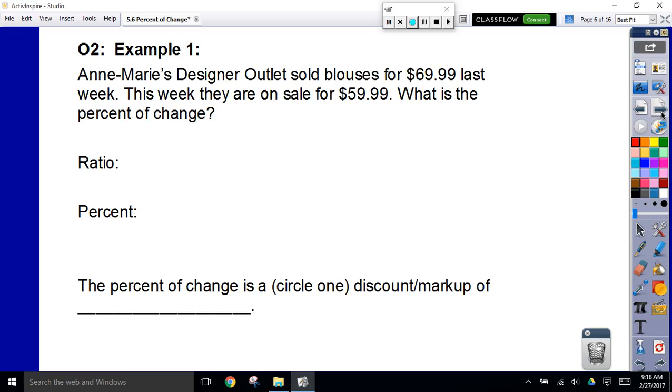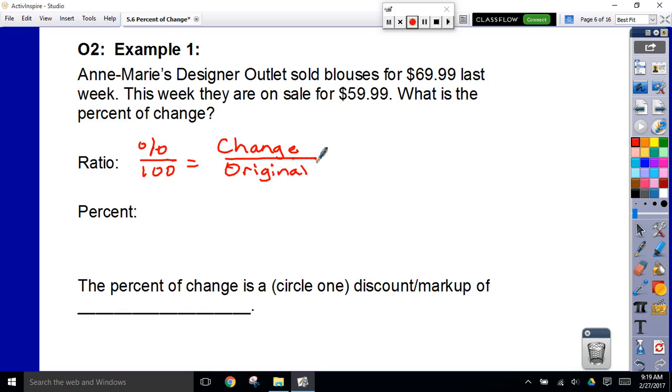I really need to change this. So she sold blouses for $69.99 last week. This week they are on sale for $59.99. What is the percent of change? Okay, so we're going to use this ratio, percent over 100 equals the change over the original.